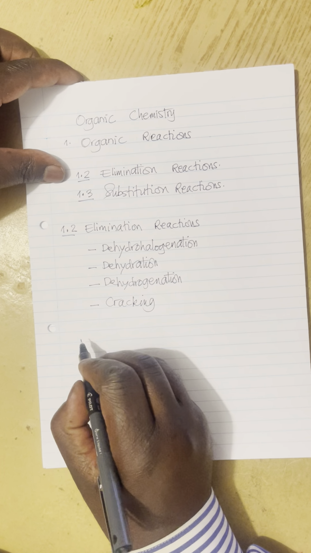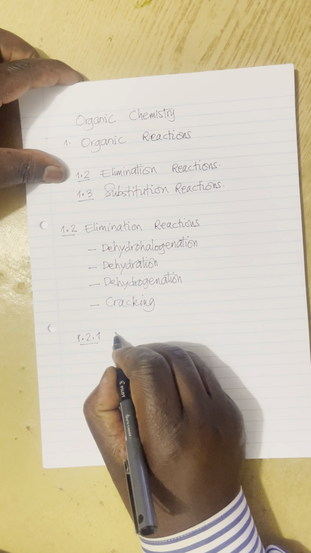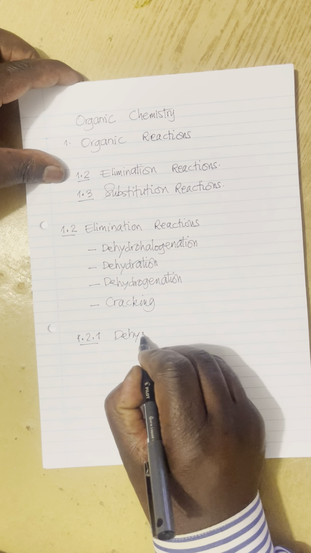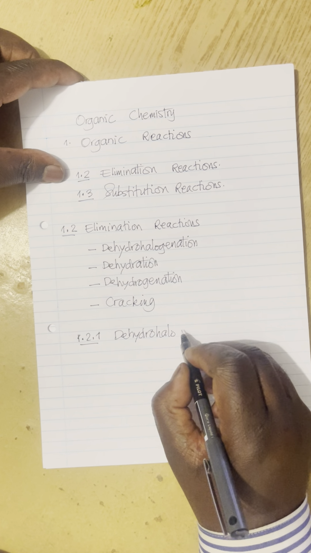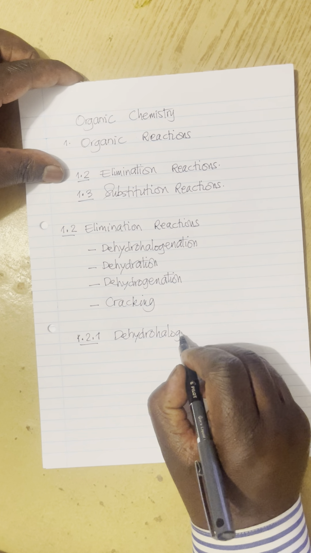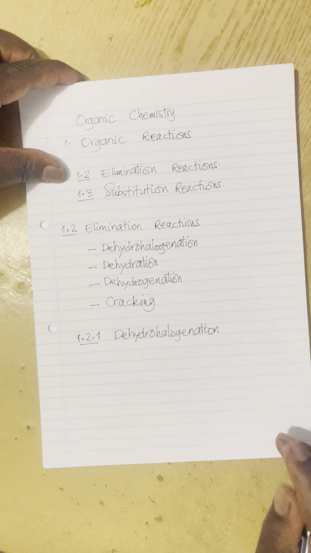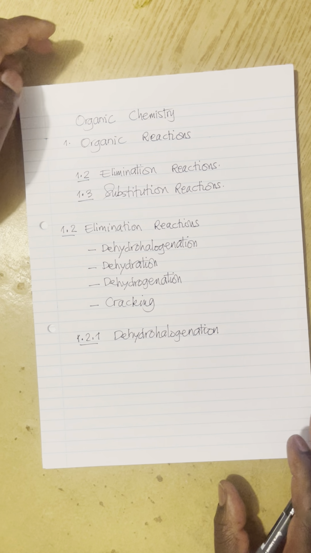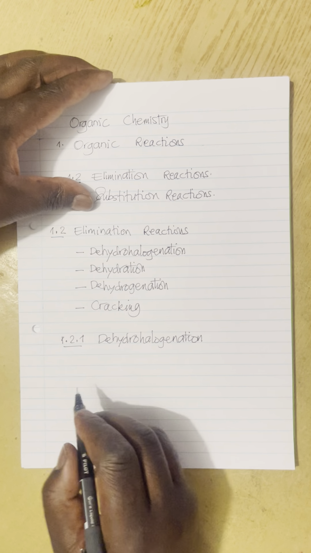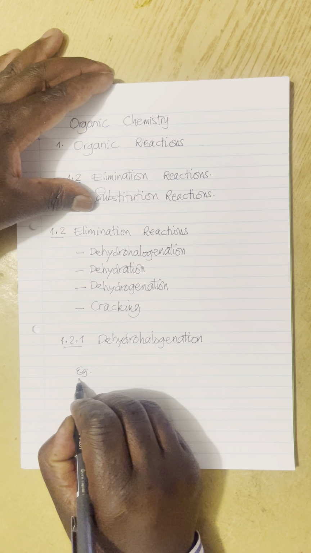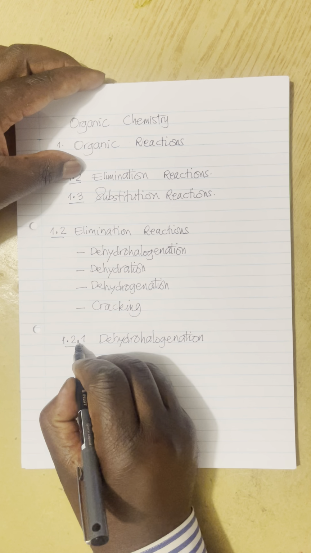Now, let me say 1.2.1, dehydrohalogenation. Basically, removal of hydrogen and a halogen. So that means we are focusing on haloalkanes. Let's give an example here. And I'm using structural formula to describe these reactions.